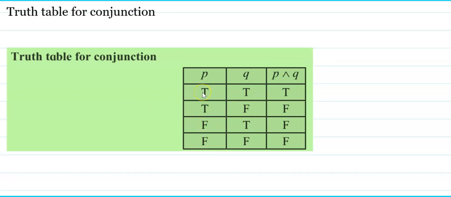Now in a conjunction, when both are true, then it is true, otherwise false. You have to remember this. T and T is T. T and F is F. F and T is again F. F and F is again F. Okay, and this is the table for conjunction. You have to remember this.